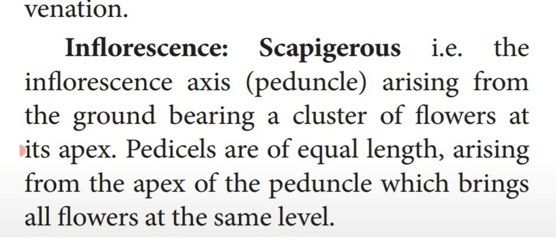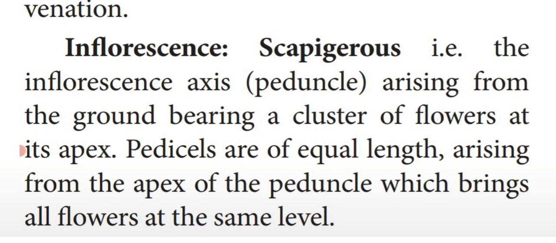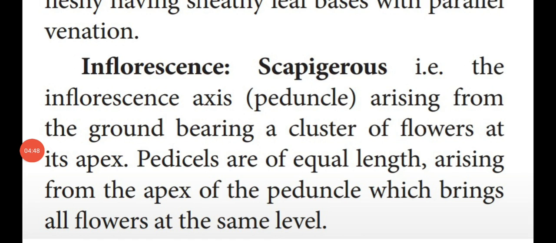Here in this inflorescence, at the tip they are having a cluster of flowers. The stalk-like portion of each flower is called pedicel. The pedicels are equal in length, arising from the apex or tip of the peduncle, so that all the flowers are arranged at the same level. So that is said to be the inflorescence of Allium cepa. What is the inflorescence of Allium cepa?